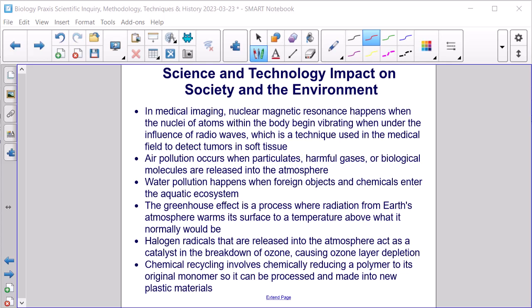The greenhouse effect is a process where radiation from Earth's atmosphere warms its surface to a temperature above what it normally would be. Halogen radicals that are released into the atmosphere act as a catalyst in the breakdown of ozone, causing ozone layer depletion. Chemical recycling involves chemically reducing a polymer to its original monomer so it can be processed and made into new plastic materials.